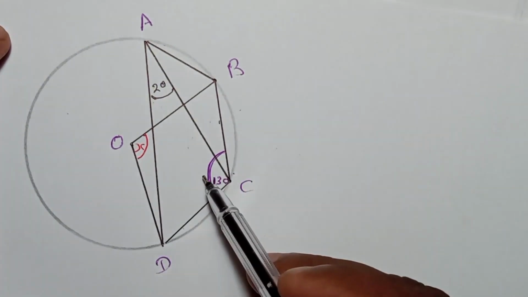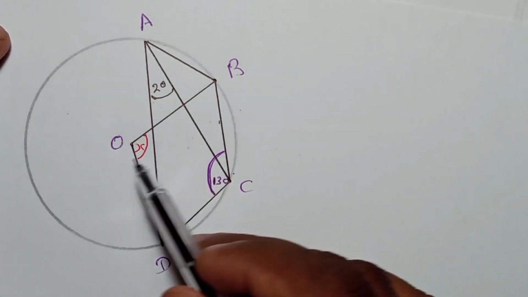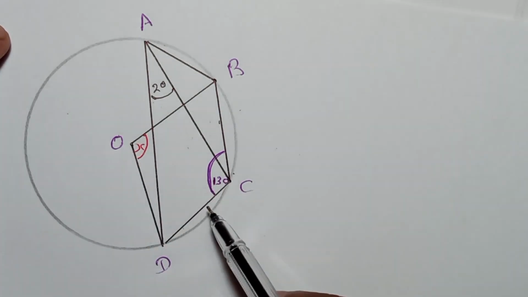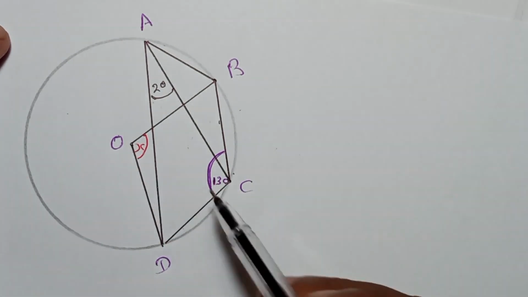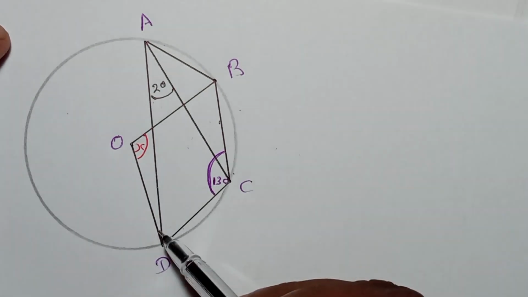You can't apply here the rule that opposite angles add up to 180. So you can't get 130 minus 180 for this angle, right? Keep that in mind. Normally we know in a cyclic quadrilateral opposite angles add up to 180, but OBCD is not a cyclic quadrilateral.